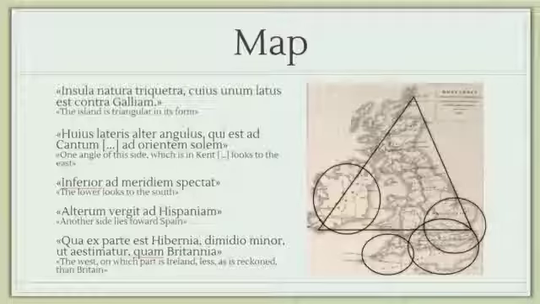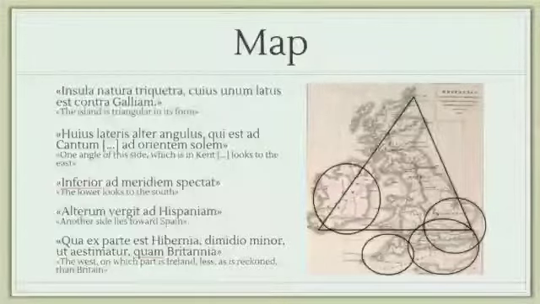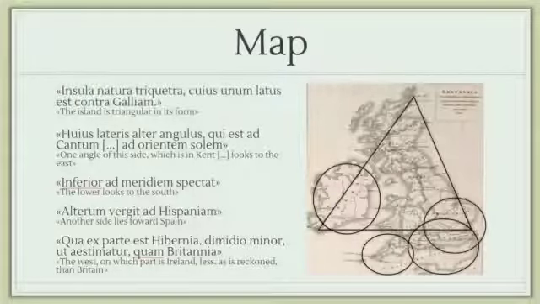With this last sentence, he is saying that Ireland is supposed to be half the length of Britain. At the time, Ireland was called Hibernia. He estimated that the island was about 2,000 miles in circumference.